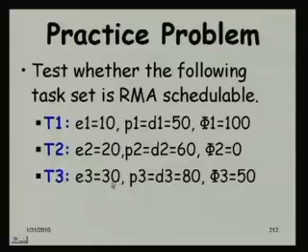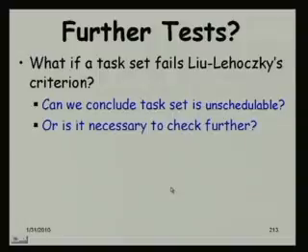Now, what about T3? T3 runtime is 30 and period is 80, and in 80, 2 instances of T1 and 2 instances of T2 will occur. So, 2 into 10 is 20, 2 into 20 is 40. 40 plus 20 is 60, 60 plus 30 is 90, which is more than 80. So, for the third one, the Liu-Lehoczky criterion is not satisfied, and according to Liu-Lehoczky this is not schedulable. But what do we do if the task set fails Liu-Lehoczky's criterion?